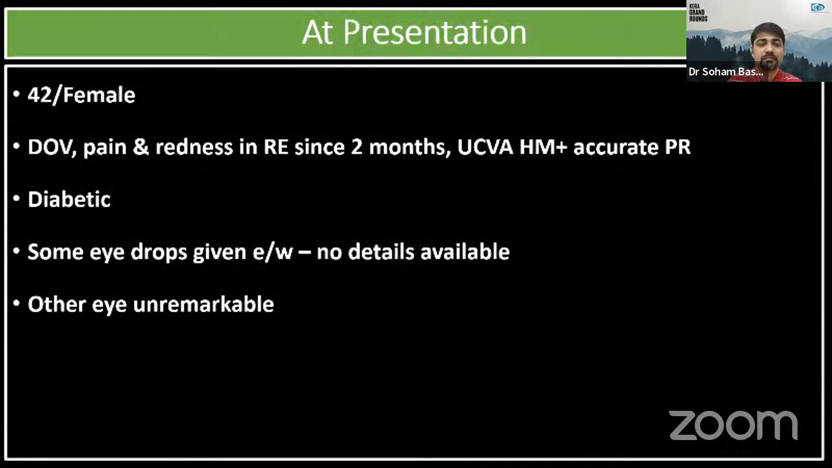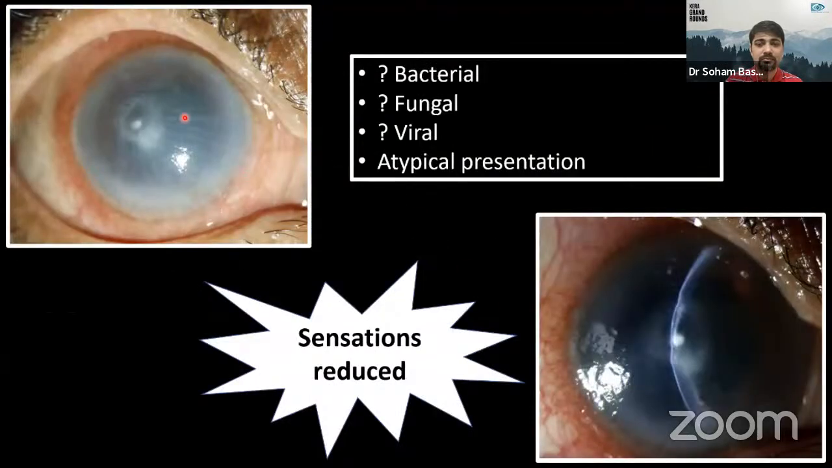A 42-year-old female presented to my OPD with the chief complaints of diminution of vision, pain and redness in her right eye since the past 2 months. She was a diabetic and had undergone some treatment prior, but there were no details available with the patient. The other eye was unremarkable. The affected eye was showing a mid to posterior stromal circular infiltrate along with a very well circumscribed circular endoexudate with radiating DM folds. The section on the slit lamp shows some thinning at the central part of the lesion. The sensations were reduced, the presentation was atypical, and I was in a dilemma regarding the etiology of the same.